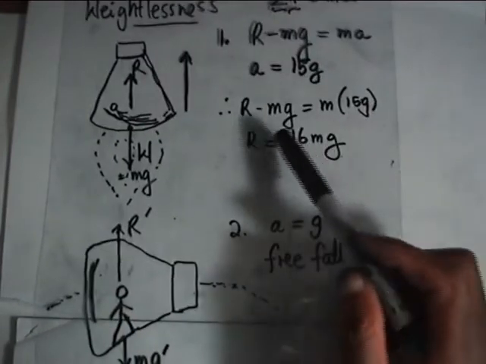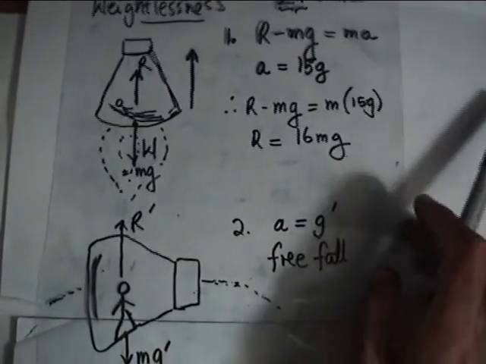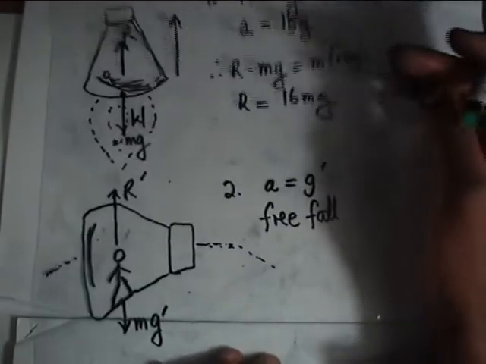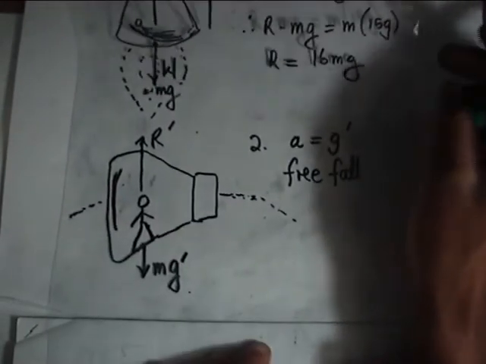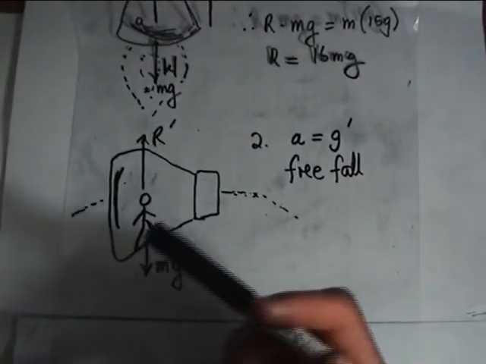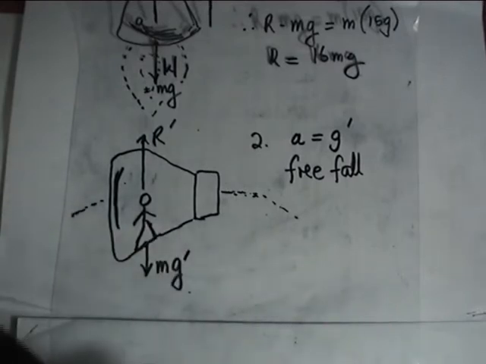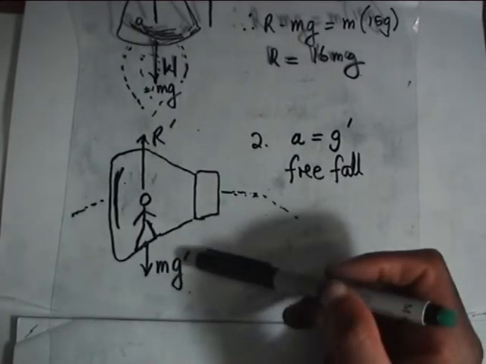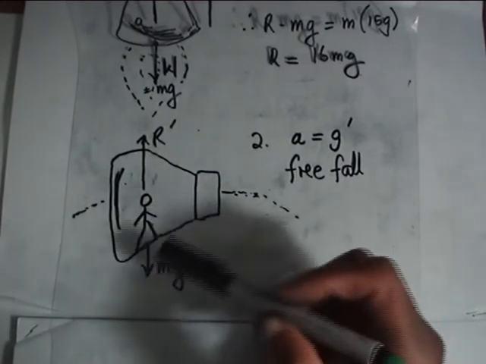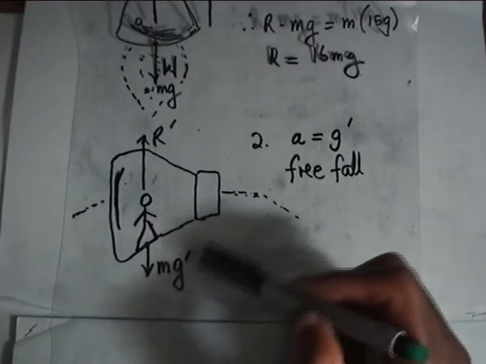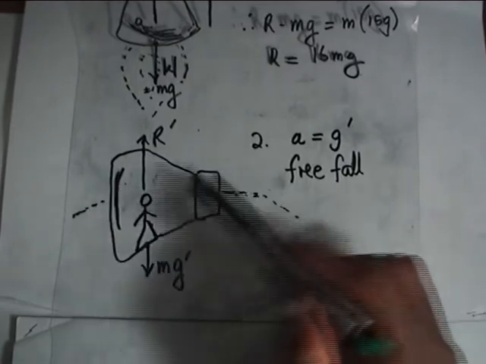So let's look at our situation here. The acceleration of the spacecraft and astronaut are both g prime in magnitude, where g prime is the acceleration due to gravity outside the spacecraft at a particular height. So this is now the acceleration due to gravity at a particular height.